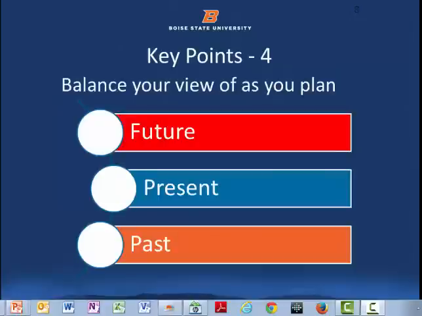As you look at risk, you need to balance your plan. Too often we either look way in the past or we look way in the future, or some people look just in the present. So we produced this little slide to emphasize the point. As you develop your plan, do not get locked into one view of the world only. Make sure you look to the future and see what the present conditions are, and very definitely review the past.